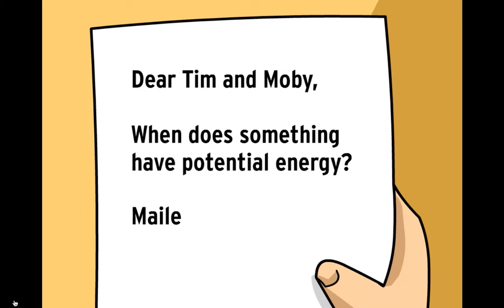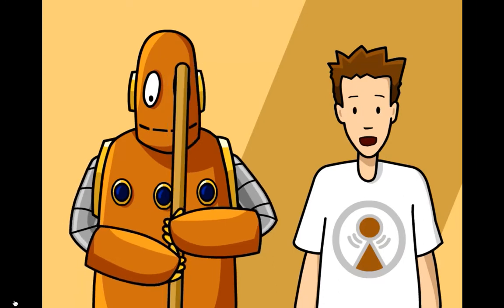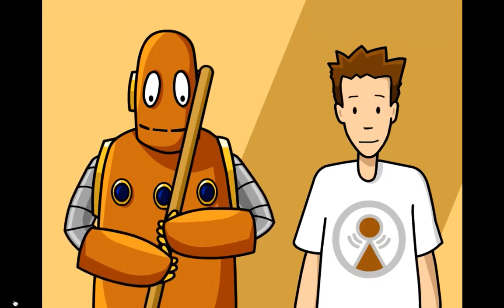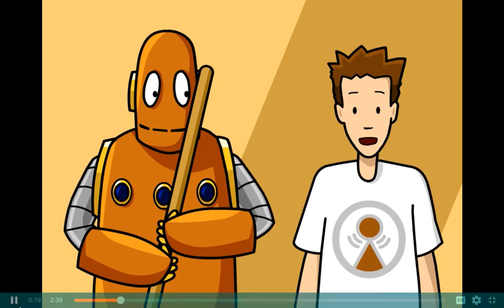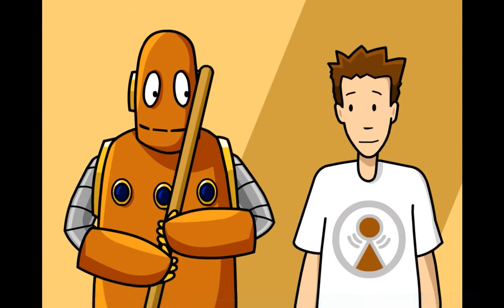Dear Tim and Moby, when does something have potential energy? From Miley. Well, that jar had potential energy before Moby knocked it over. Gravity pulled the jar down, and energy was transferred when the jar hit the floor. Good question, Moby. Where did the energy come from?